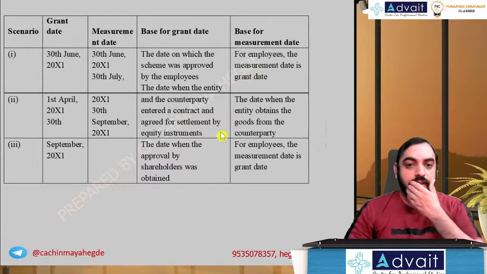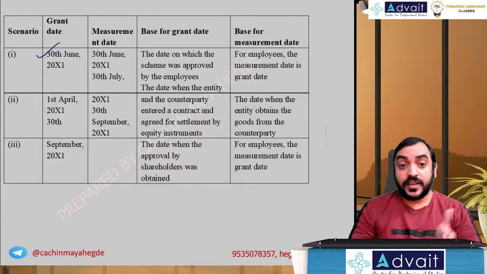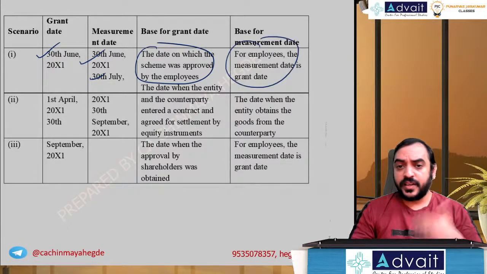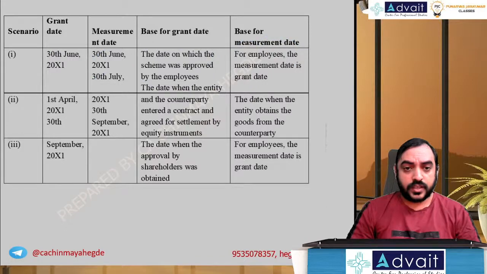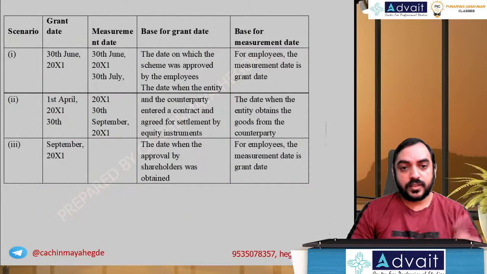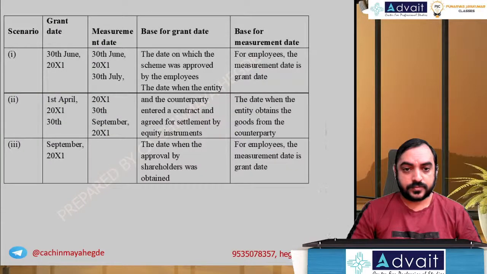Okay. So grant date 30th of June 2001, measurement date 30th of June 2001, the date on which the scheme was approved by employees. So the measurement date is the grant date. So 30th of June 2001. Maybe they mentioned July for the next part of the question, I think.